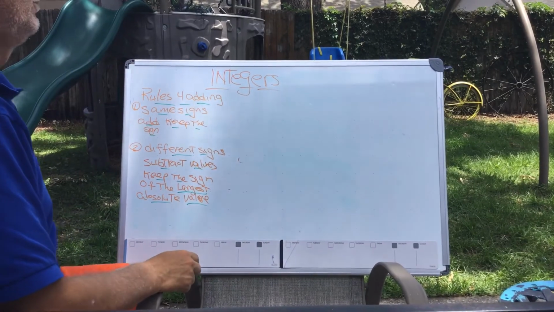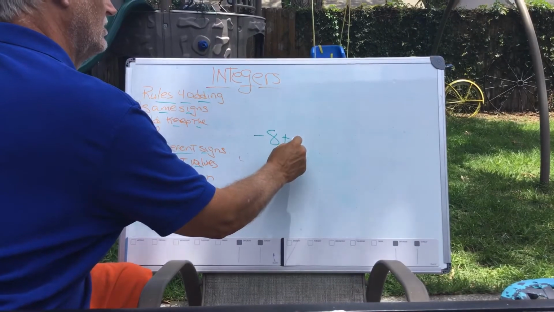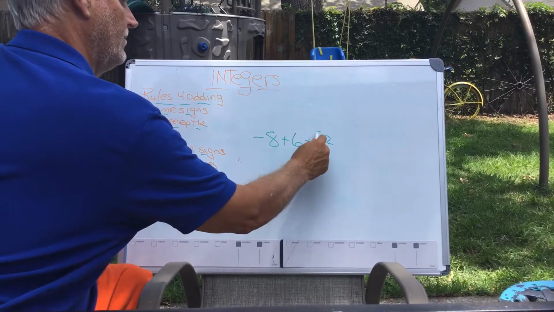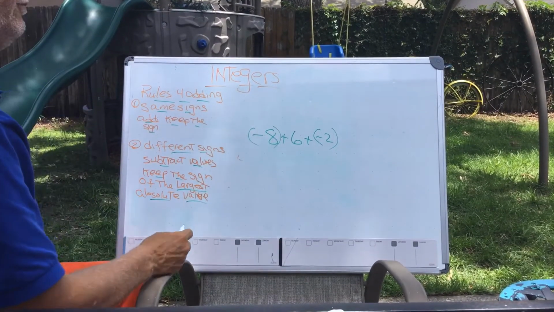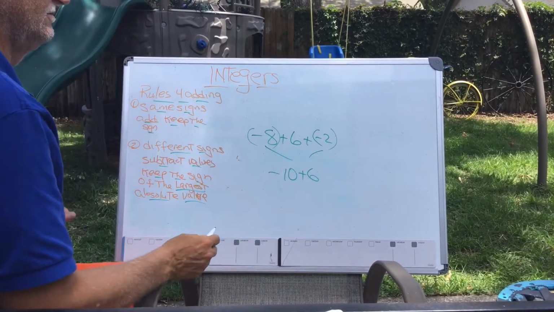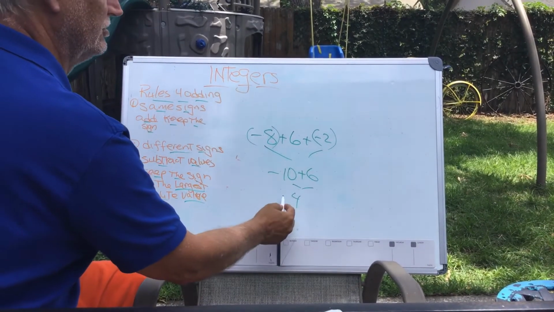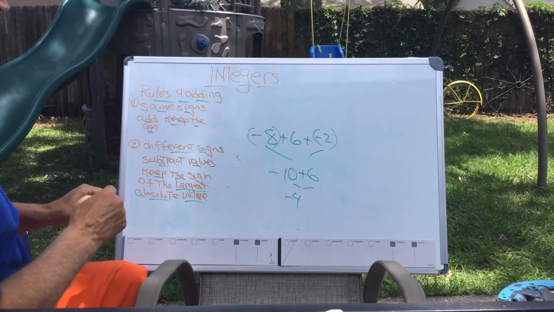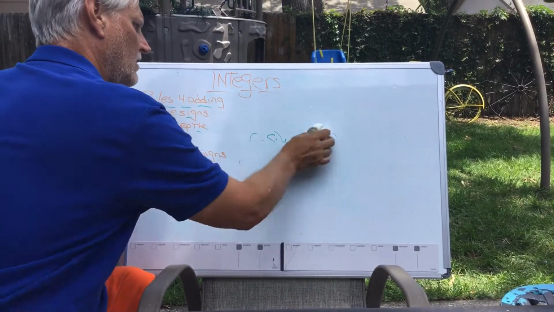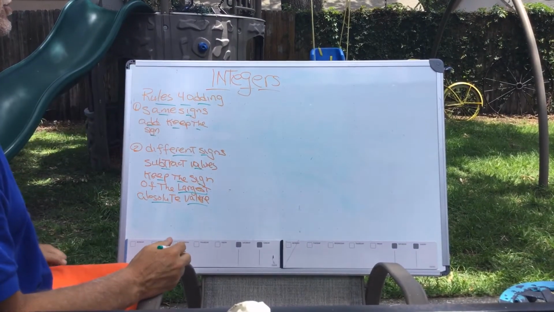So let's do a -8 plus 6 plus -2, right? Again, we have our negatives, so we combine our negatives and get -10 plus 6. Then we subtract here, and we end up with 4. 10 is my largest number, so that's a -4. That's pretty straightforward.